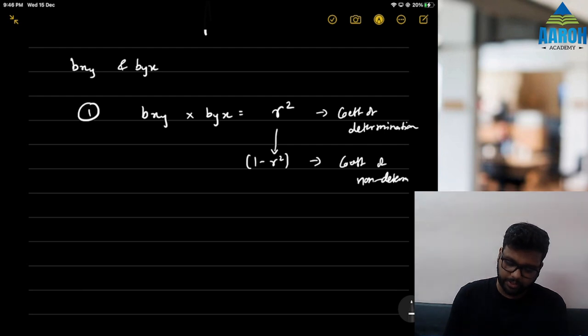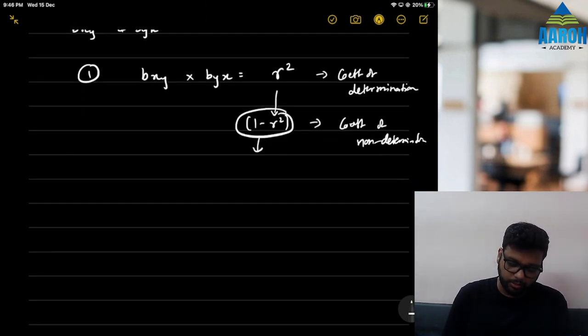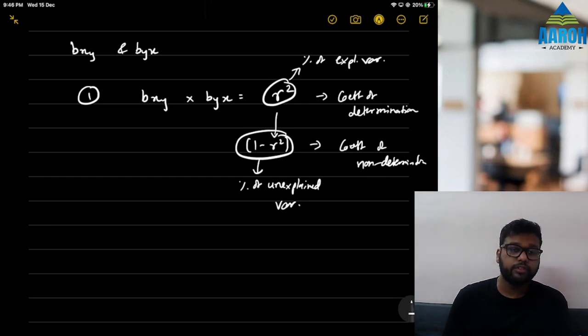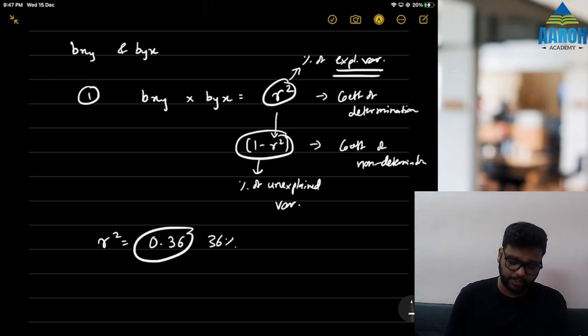This is one of the favorite questions of institute in this chapter. So this 1 minus r square gives us percentage of unexplained variance, and this gives us percentage of explained variance. So for example, if they ask what is the explained variance and your r square is coming to be, let's say, 0.36, it means explained variance is 36%, and unexplained variance will be how much in this case then?